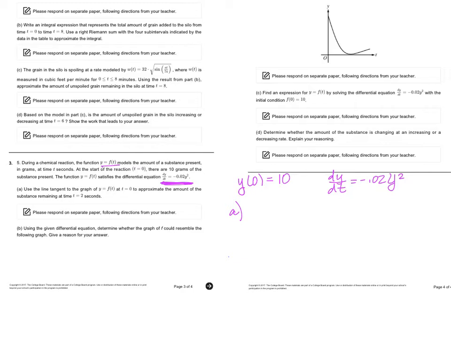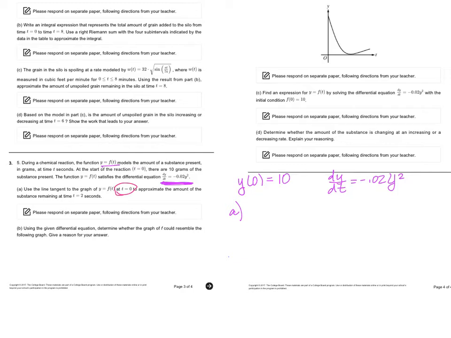Now, here's what I want. The wording of this problem is how you're going to earn points. It says use a line tangent to the graph to approximate. So your brain should think linear approximation. What do you need to do to use a tangent line approximation? Well, if they say at t equals 0, the first step is to write the equation of a tangent line at 0.